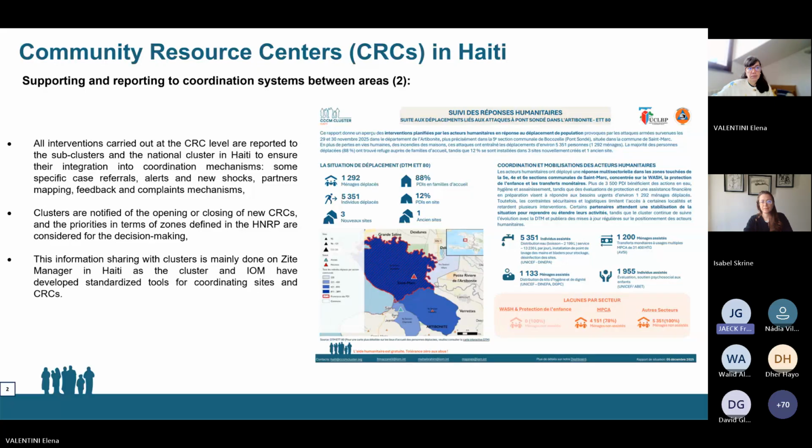A lot of this information is also shared through Site Manager. I think a lot of partners here are aware of what Site Manager is, but for those who don't, it's a data collection, analysis, and data organization and management platform that allows CCCM partners to operationalize certain CCCM tools in different contexts, and these include complaints and feedback mechanisms, site monitoring, service mapping, and in this case, what we do for the CRC is a tool that we call the CRC logbook. Next slide, please.